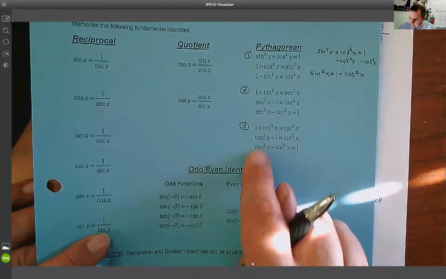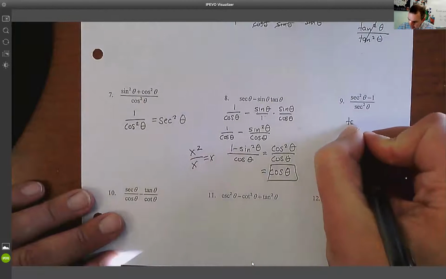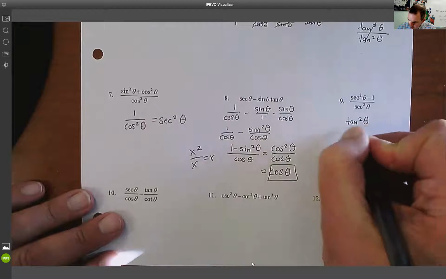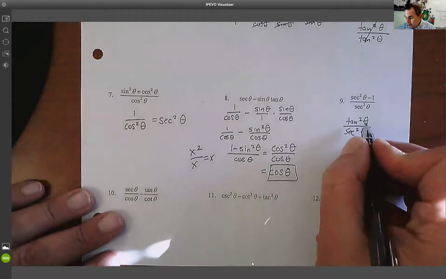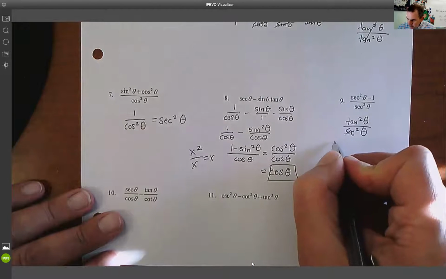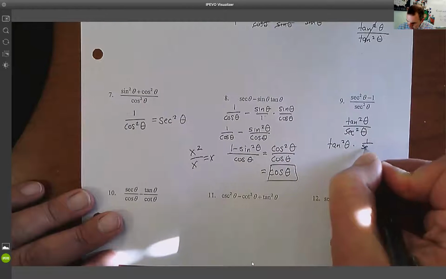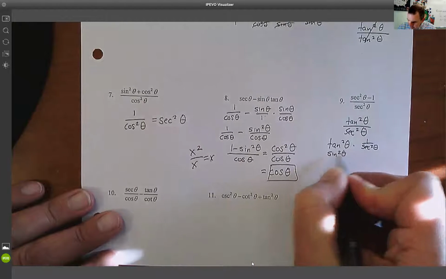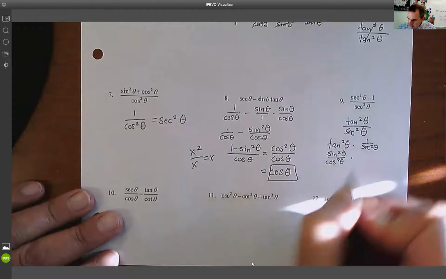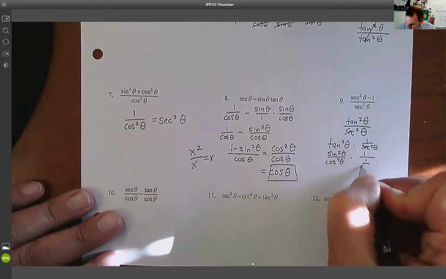Last but not least, secant squared theta minus 1. Secant squared theta minus 1 is tangent squared theta. So this guy up top becomes tangent squared theta over secant squared theta. Turn it into my sines and cosines, or another way to think about it is this. You can do tangent squared theta times 1 over secant squared theta. Tangent squared theta is sine squared theta over cosine squared theta. Secant has to do with cosine, so it's going to be 1 over cosine squared theta.